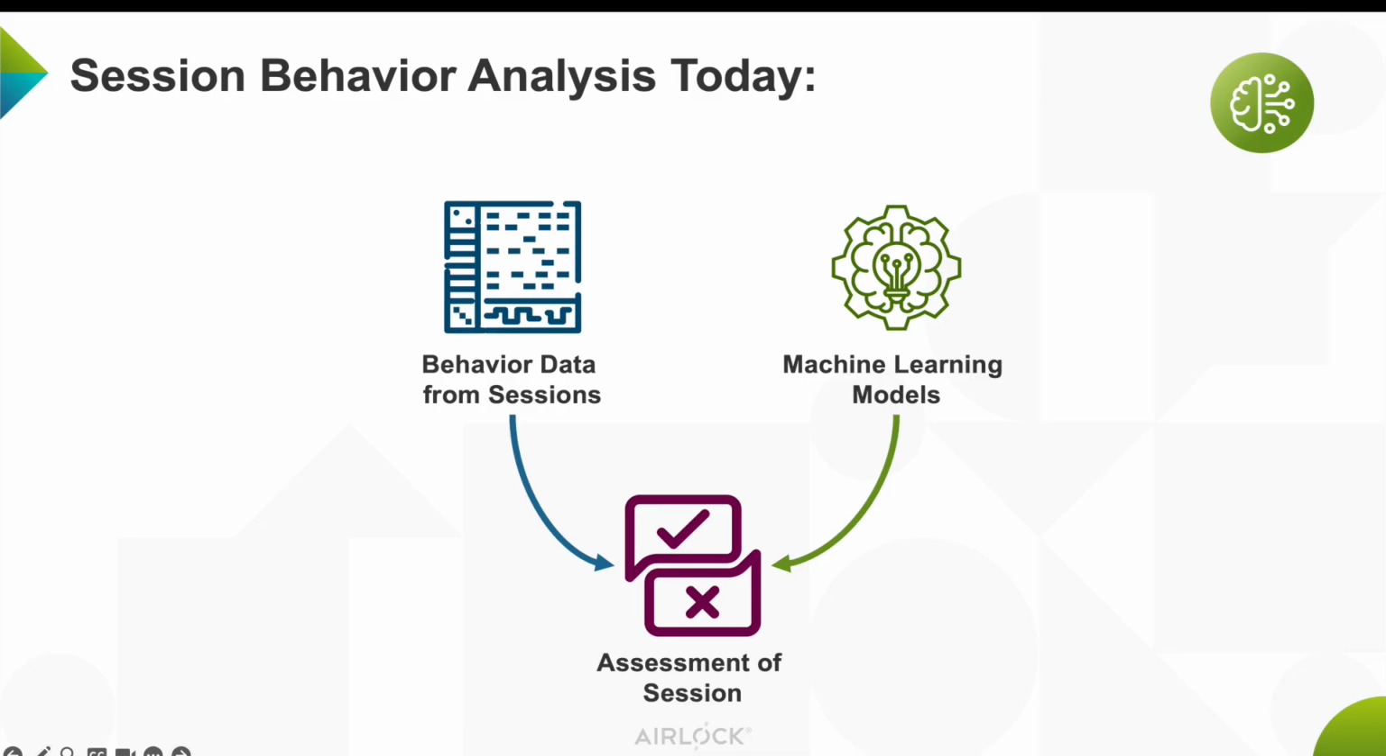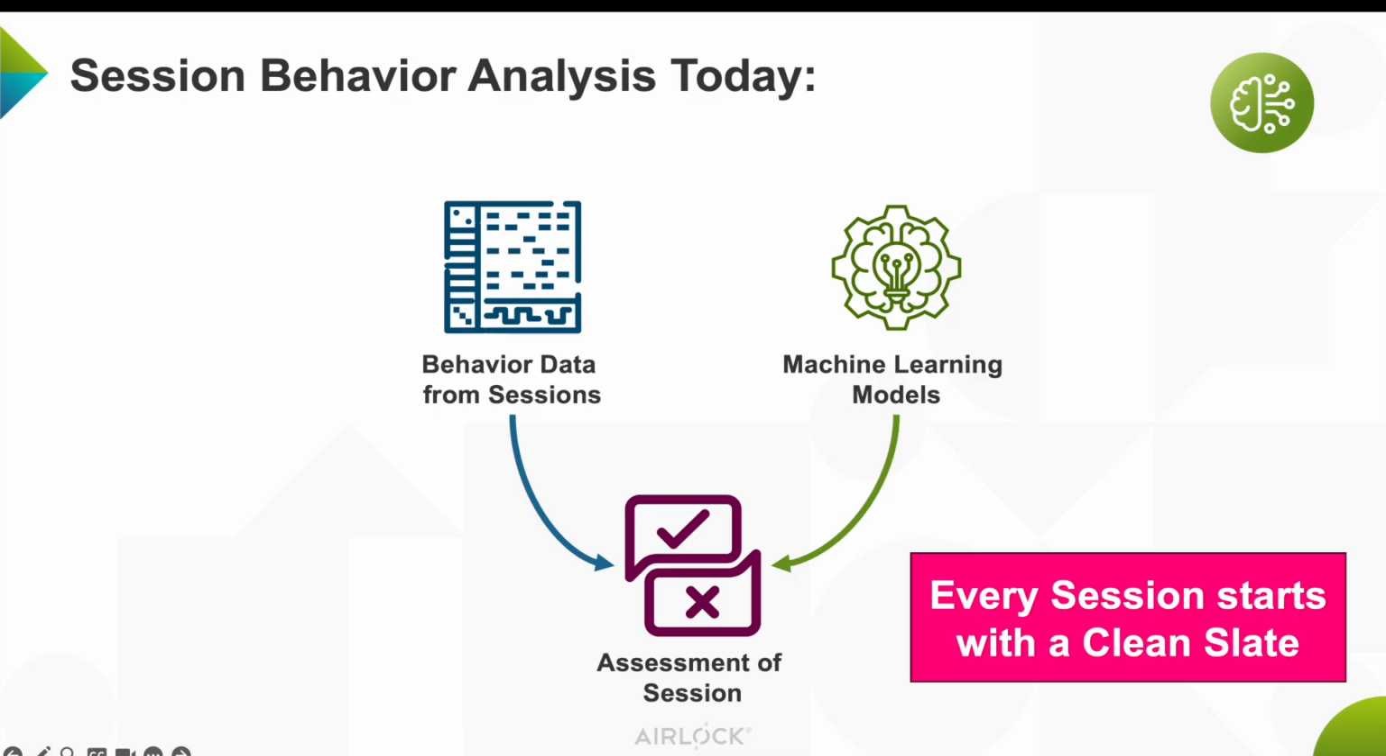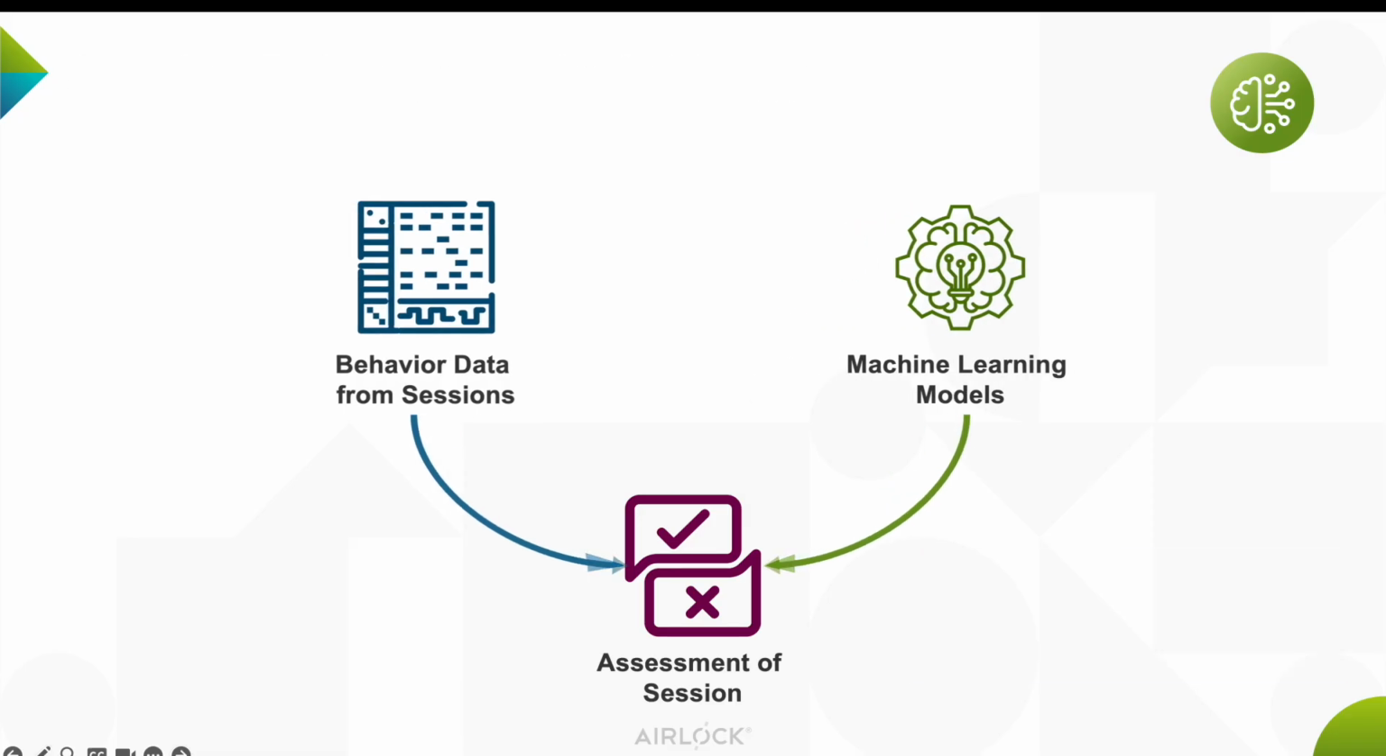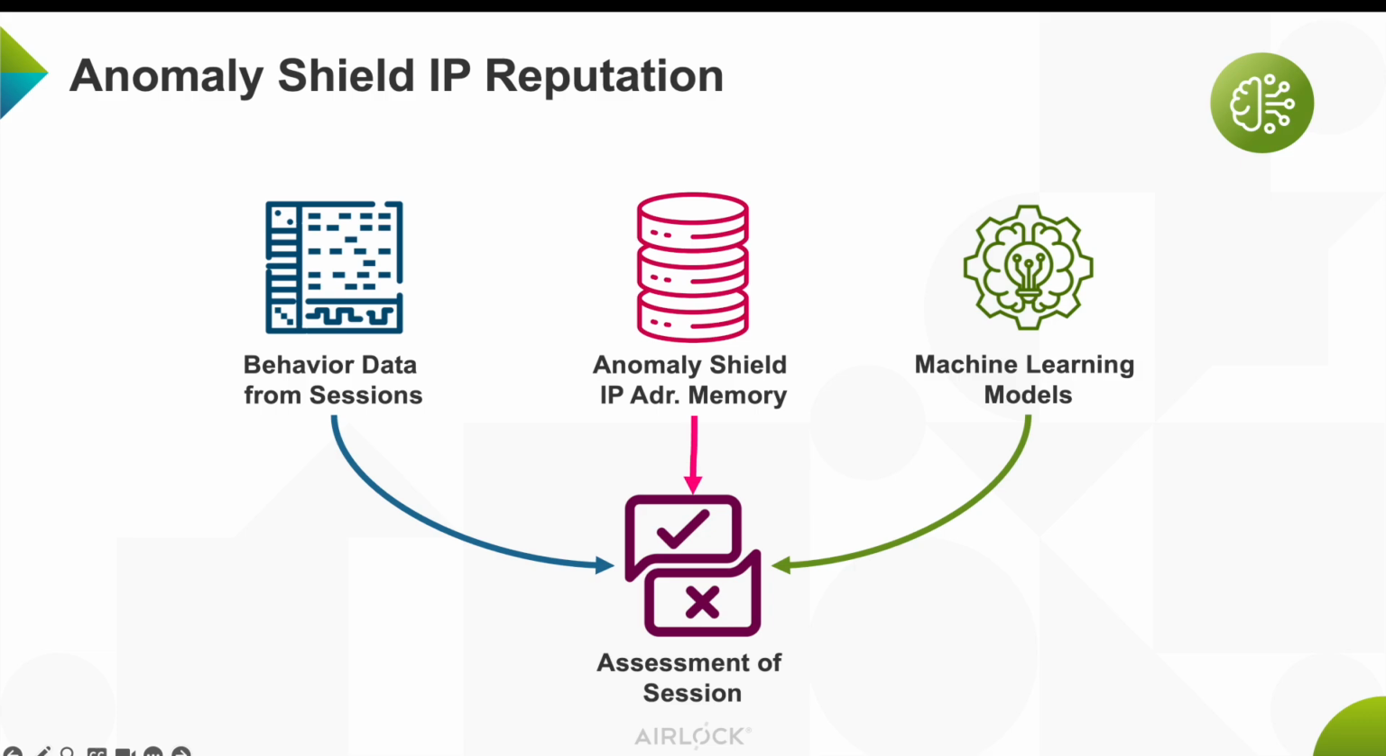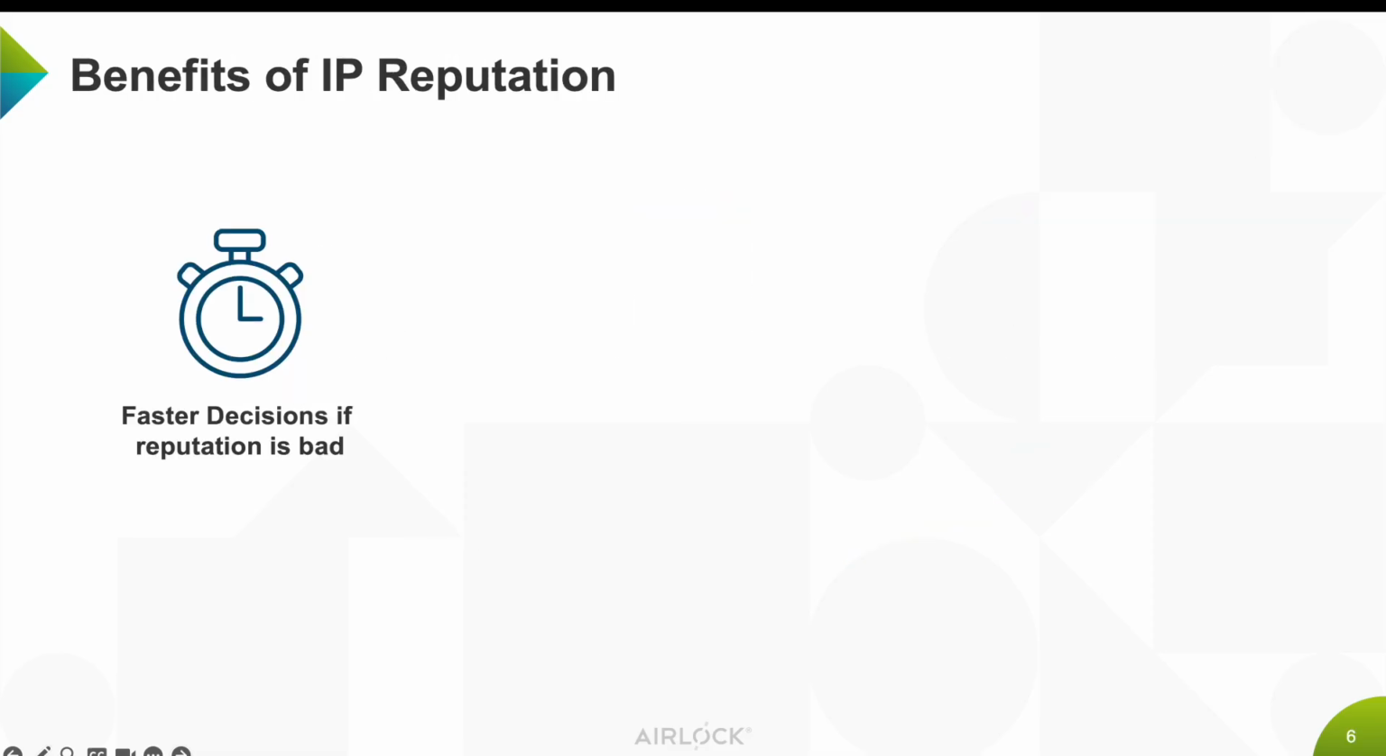What is special here is that every session actually starts with a clean slate, and that's really not the truth because we have a history of those IP addresses that have already connected to your gateway, and you could use that history. And exactly that's what's changing with Gateway 8.5. Instead of starting with a clean slate, we're now having an IP address memory, and we're using that memory to give additional input into the assessment of the session. So with the additional memory, we get quite a few advantages.